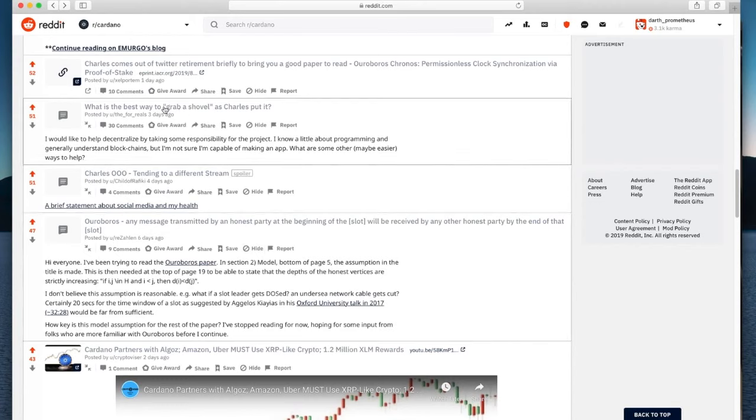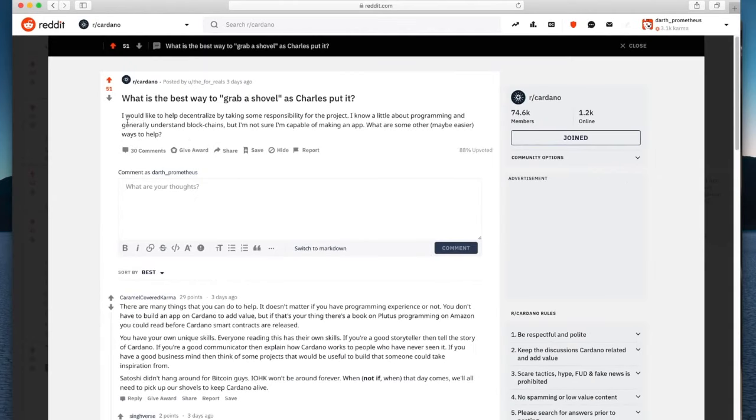Continuing down the list, next person asks, what is the best way to grab a shovel, as Charles put it? And this came from Reddit user TheForReals. And looking further into it, the person says, I would like to help decentralize by taking some responsibility for the project. I know a little about programming and generally understand blockchains, but I'm not sure I'm capable of making an app. What are some other, maybe easier ways to help?